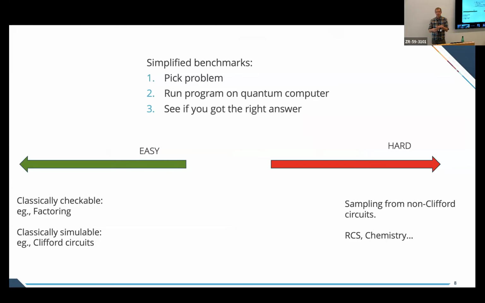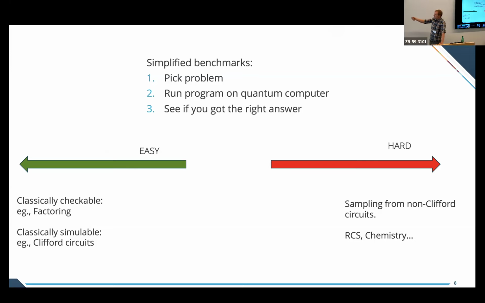So here's an example of a very simplified benchmark. I just pick a problem, run it on the quantum computer, and see if you got the right answer. In many cases, this is the entirety of what we're doing, distilled down into 3 steps. But if you pick the wrong problem, then this benchmarking approach can have some problems itself.